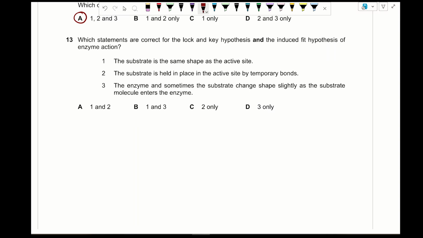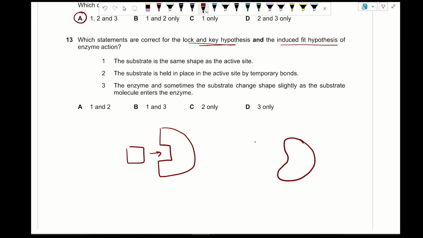Question number 13. Which statements are correct for the lock and key hypothesis and induced fit hypothesis of enzyme action? So, lock and key hypothesis assumes, let's draw this out, that the substrate is exactly complementary to the active site. This is lock and key hypothesis. Induced fit hypothesis assumes that once the substrate, which could be a different shape, binds to the active site by some weak bonds, this active site slightly changes shape to become more complementary and allow the substrate to bind to the active site.